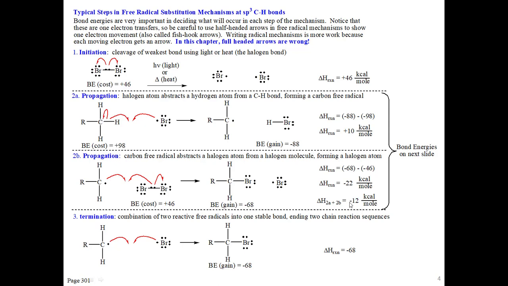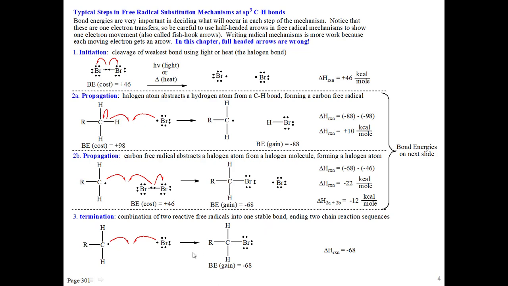If we were running this reaction and feeling it, it would start to get a little bit warm because we're releasing energy. So the cycle together, the propagation sequence, is favorable, minus 12 kcal. Now these free radicals are pretty rare because they're not real stable and they're super reactive. But once we split them apart and they get going, that keeps this chain reaction going.